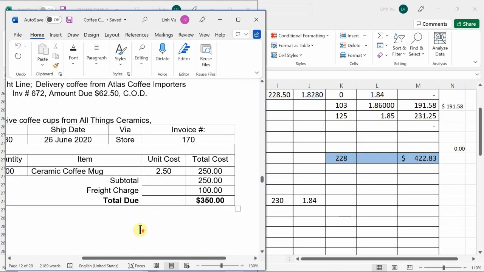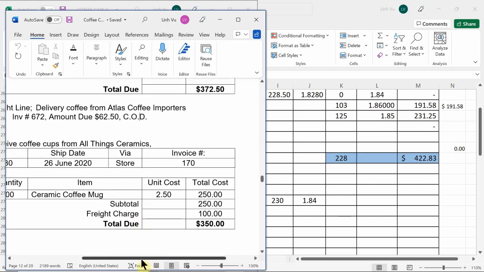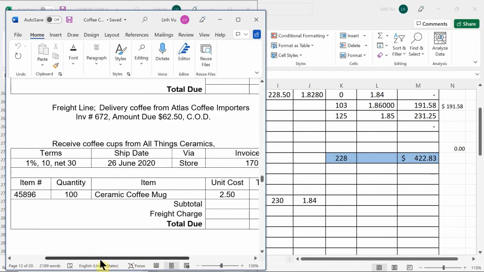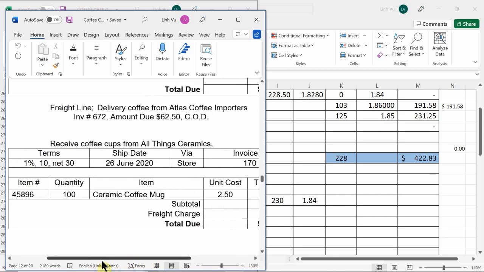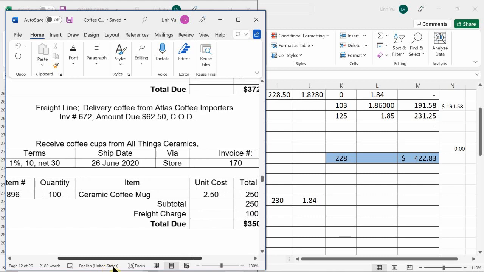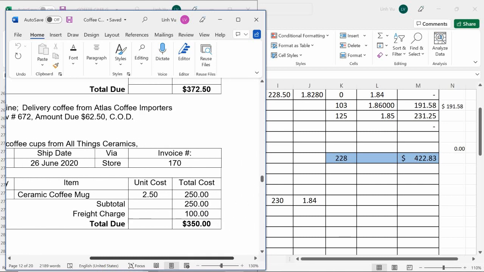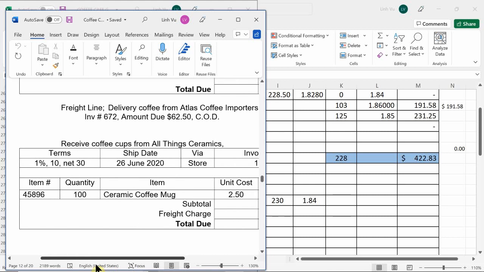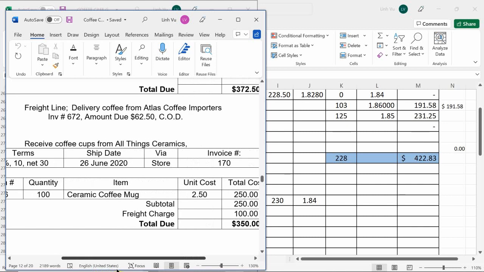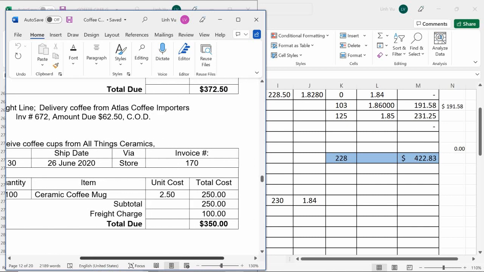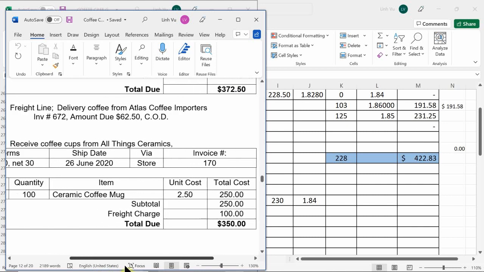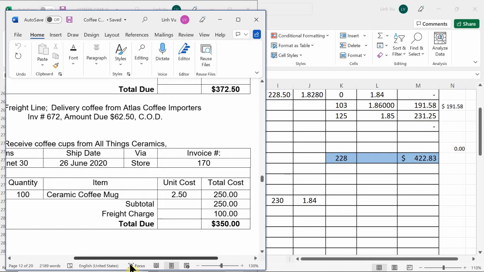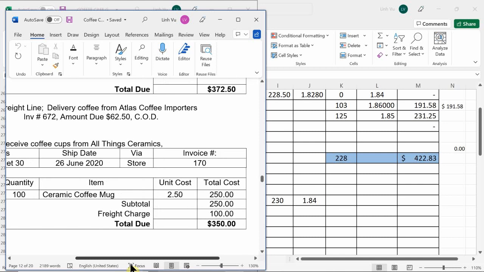I also end up receiving my ceramic coffee mugs. In this case, I receive them from All Things Ceramics. This is invoice number 170. My terms are 1% 10 net 30. I purchased 100 coffee mugs for $2.50 each, which gave me a grand total of $250, plus a freight charge of $100.